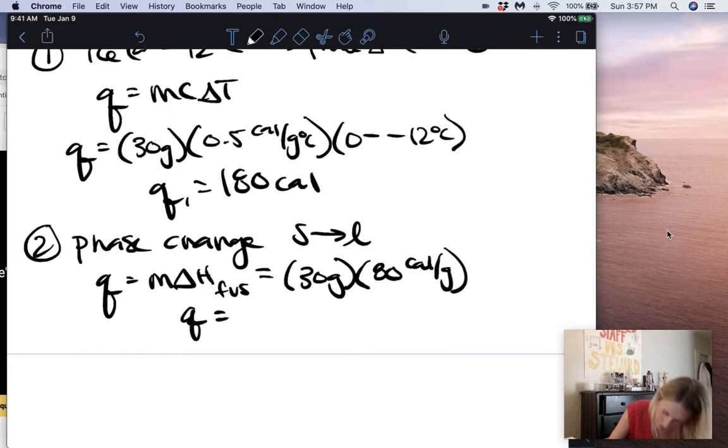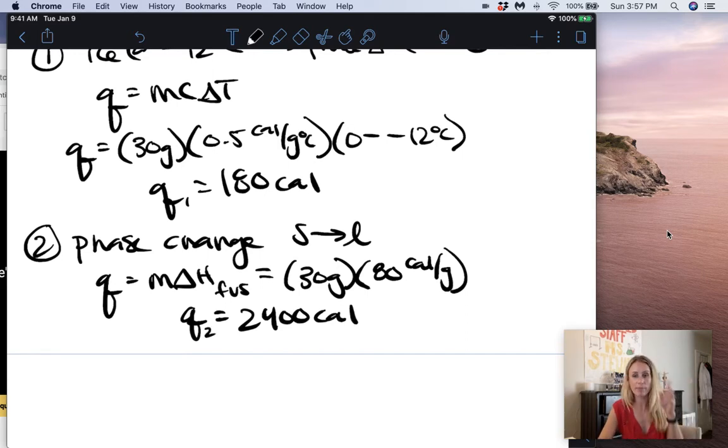So our Q for that part of the heating curve, we get 30 times 80, and we get 2,400 calories. All right, so this is our Q2. That's the second part.